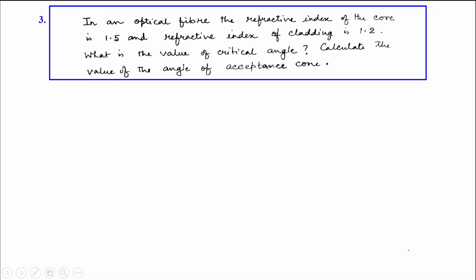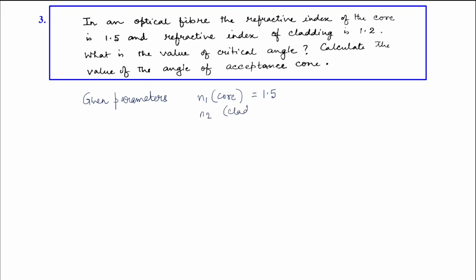Now let us move to our next problem. In an optical fiber, the refractive index of the core is 1.5 and the refractive index of the cladding is 1.2. What is the value of the critical angle? Calculate the value of the angle of acceptance cone.